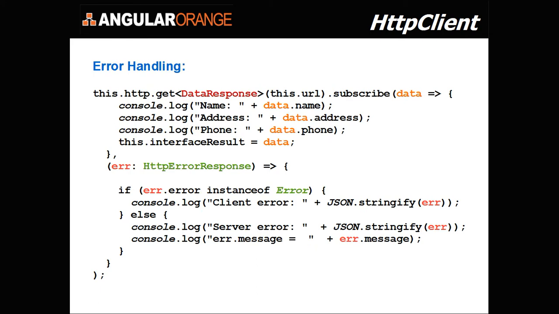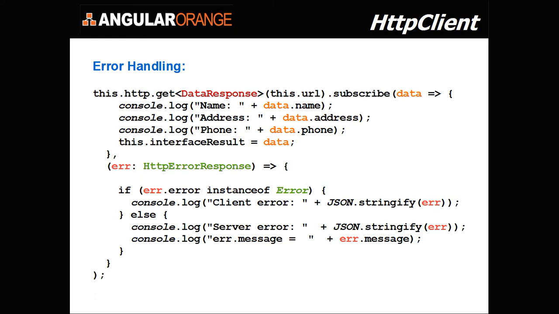Okay, going back to the previous example with error handling, we had a get with a data response, and we subscribed to it, and we were capable of using dot notation and displaying the data. And we could also take that data response and put it in an interface result. My interface result could be of type data response, or it could be of type any, but I'm putting the data response data into my interface results.